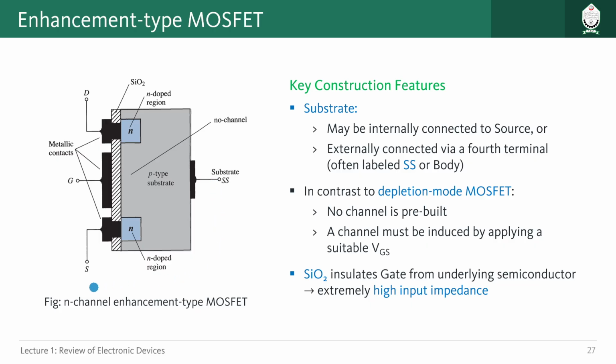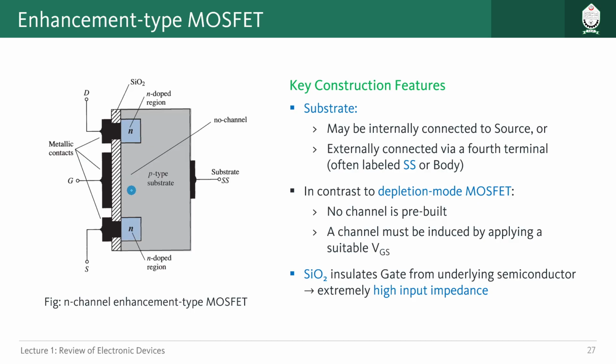In contrast to the depletion type MOSFET, this enhancement type MOSFET has one difference. If you look at depletion type MOSFETs, you will see that a channel is already built here, which helps electron transport or hole transport whenever needed. But here we don't have this. So somehow we have to apply some voltage somewhere so that we can create this channel for current flow.